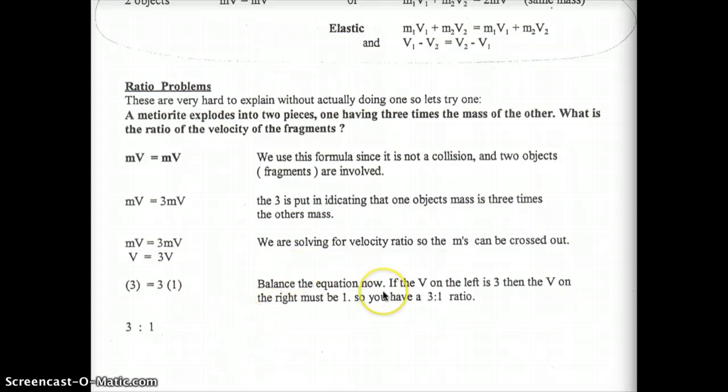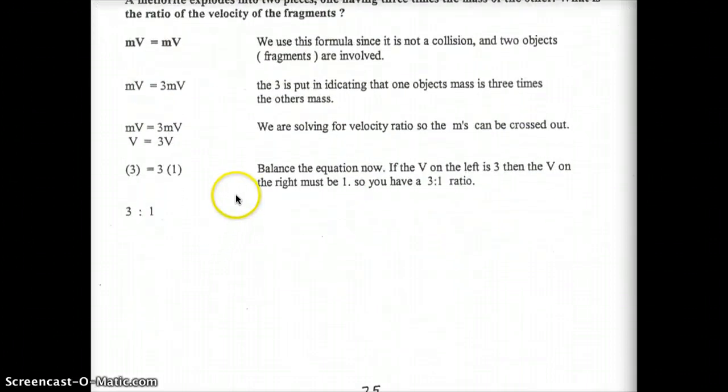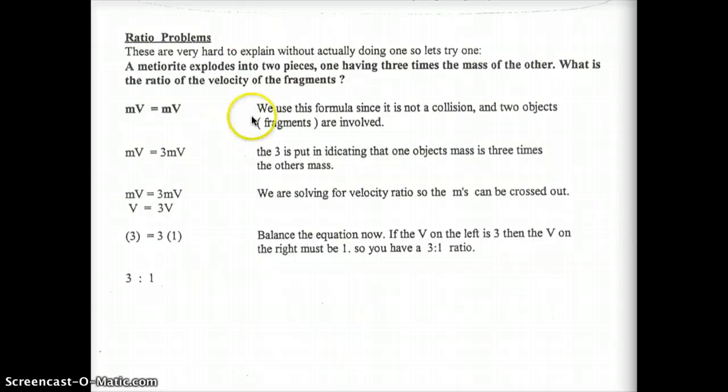So we're going to balance the equation now. If the v on the left side is 3, then the v on the right must be 1. So you have a 3 to 1 ratio, because whatever is on this side must equal whatever is on that side. So it is a 3 to 1 ratio. So that's just a basic ratio problem. You shouldn't have too much trouble with that. Even if you didn't want to work it out this way, you already know it's one having 3 times the mass of the other, then it must be a 3 to 1.